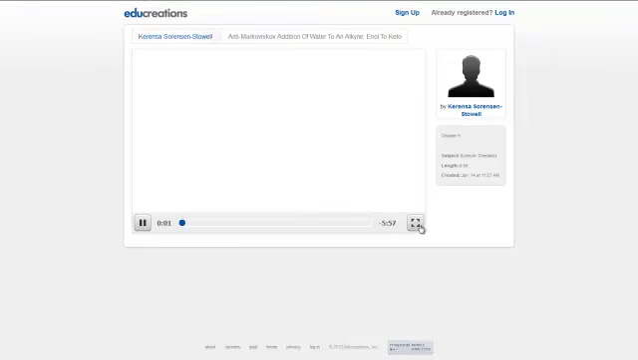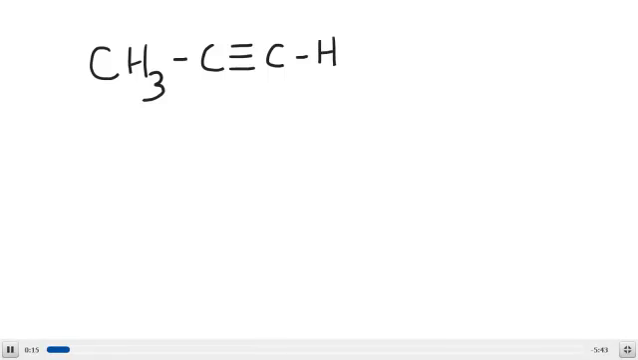What we're going to do now is the anti-Markovnikov addition of water to an alkyne. And this mechanism is not in your book. I'm going to use the same alkyne that I used to do the Markovnikov addition. So I'm going to use a terminal alkyne so that I have selectivity between a secondary and a primary carbon. If you're using an internal alkyne, you will not see any selectivity.